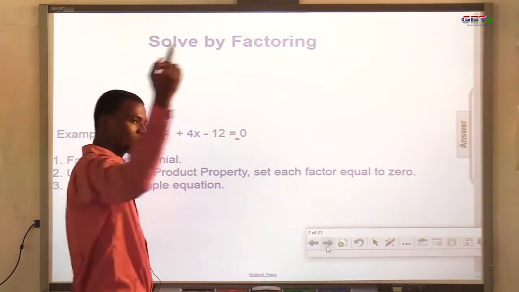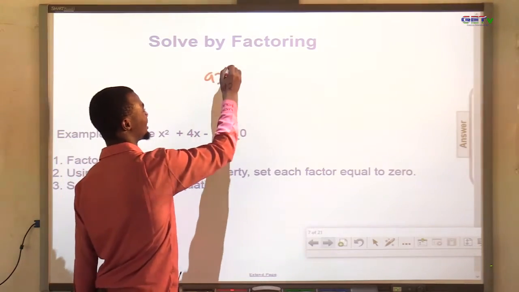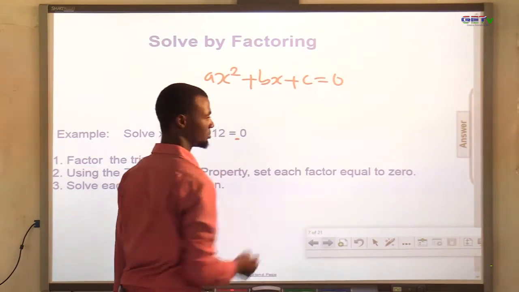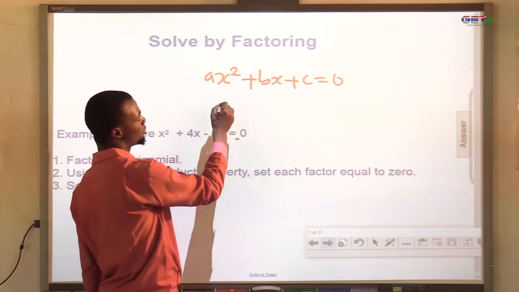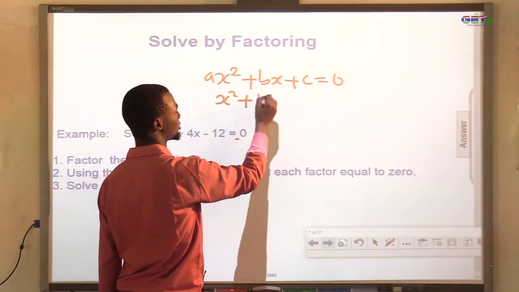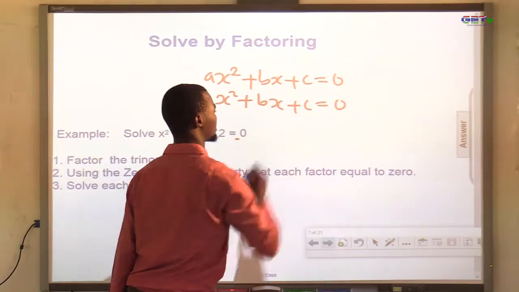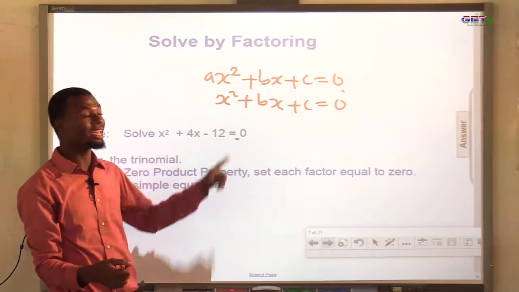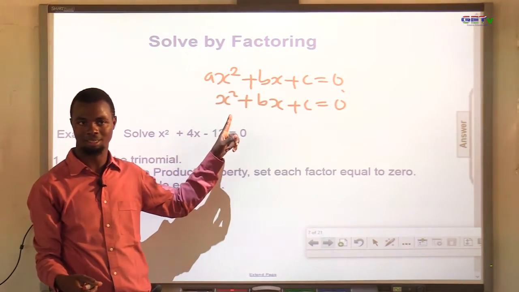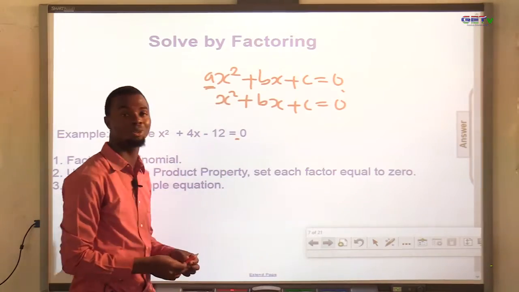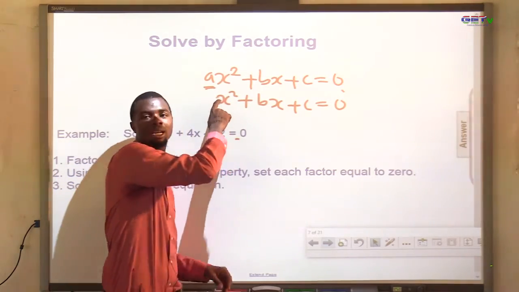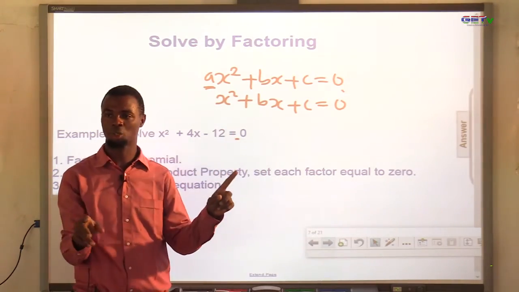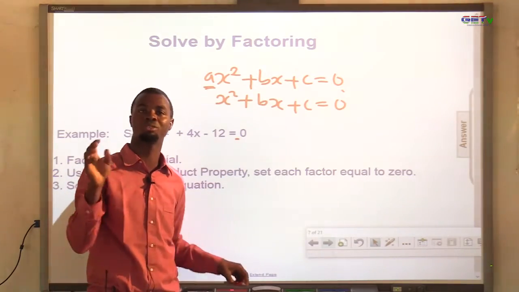In the beginning we said a quadratic equation is in the form ax squared plus bx plus c is equal to 0. We have another one just before, in the form x squared plus bx plus c, which is also equal to 0. Generally, this one will serve the purpose of all. Here a is not equal to 0. In this one a is equal to 1, so the coefficient of the square term is 1. We are just giving you a little difference so that it will be very easy for you.